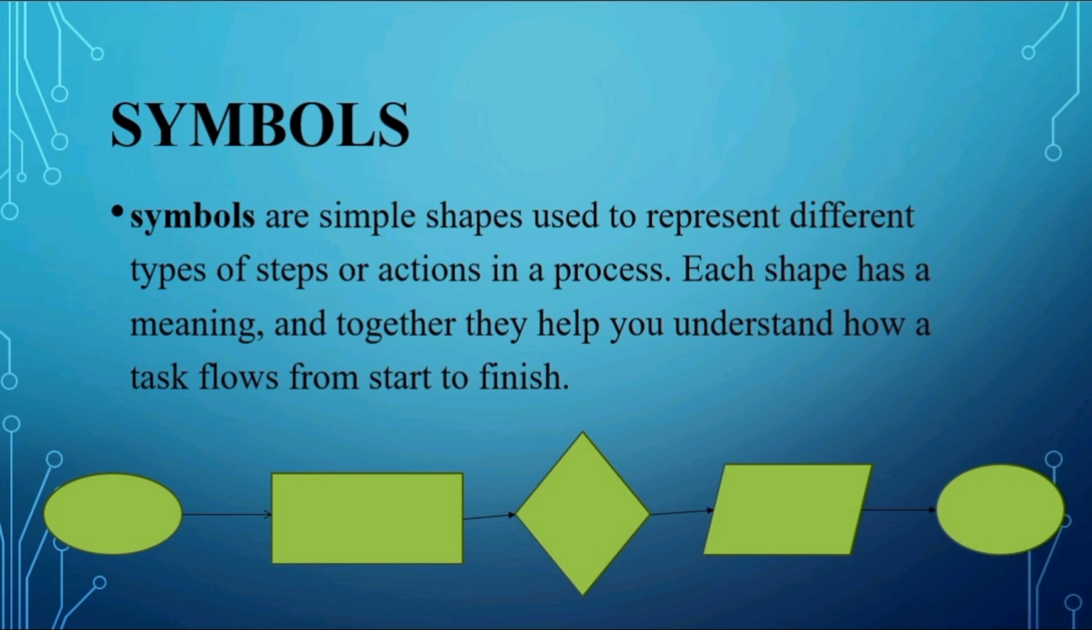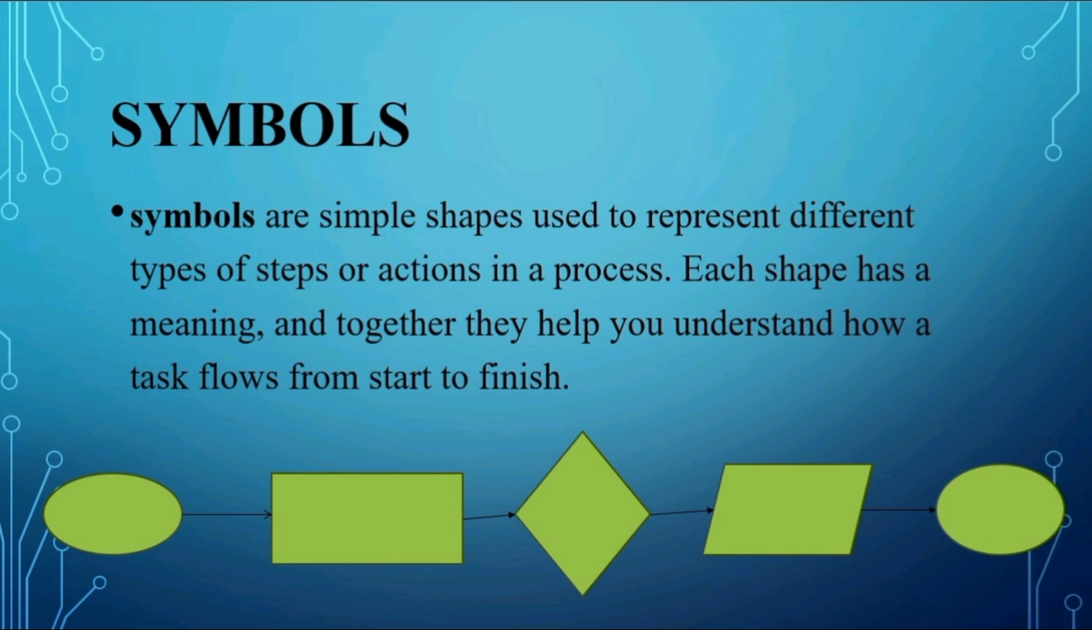Second one is process. It uses the rectangle symbol. It is used for an action or step. This is the main character in your story. Every time you do something like eating breakfast or writing code, you use a rectangle. It answers the question, what do I do at this point?